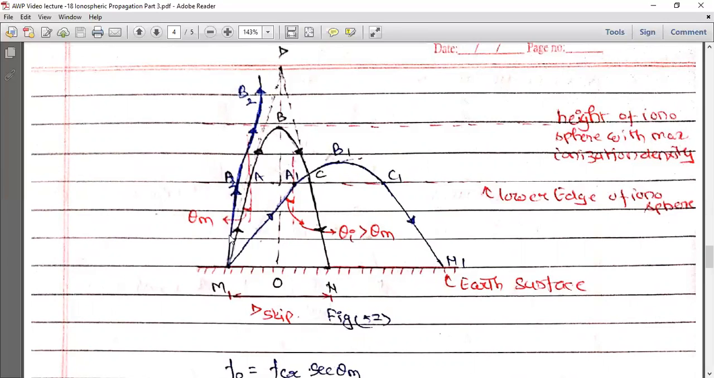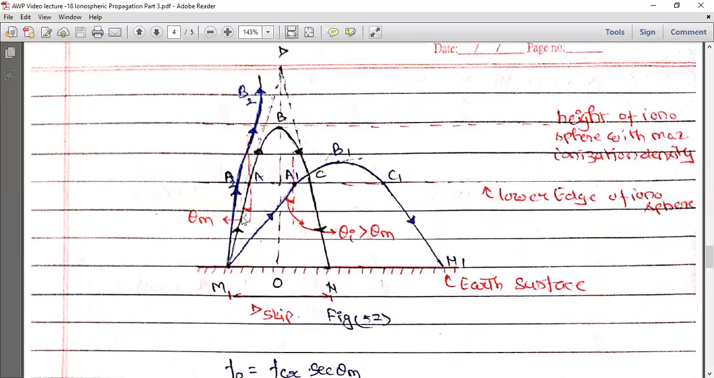Okay, and it will follow this particular path M, A, B, C, N. So when we extrapolate this ray of incidence MA and NC, they intersect at point D, and this height OD is known as the virtual height for this particular case. This is just a simple case we had already studied. So for maximum usable frequency, this is the smallest angle of incidence for which we got this reflection.